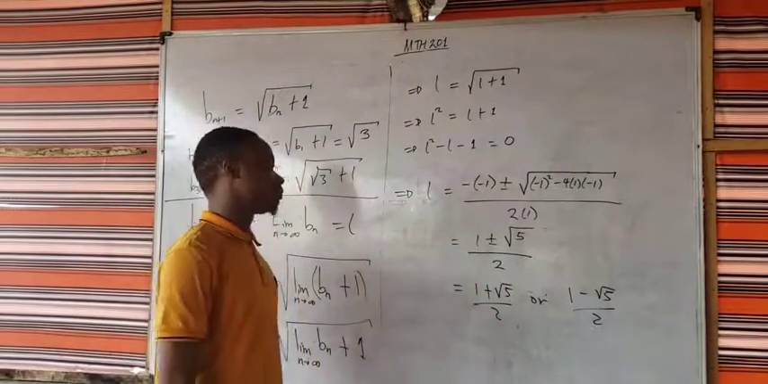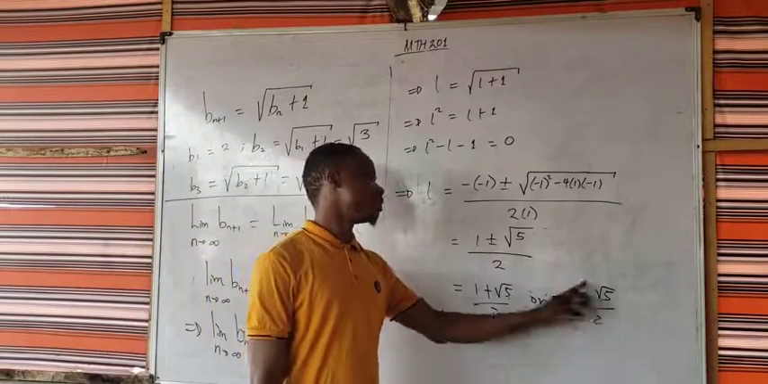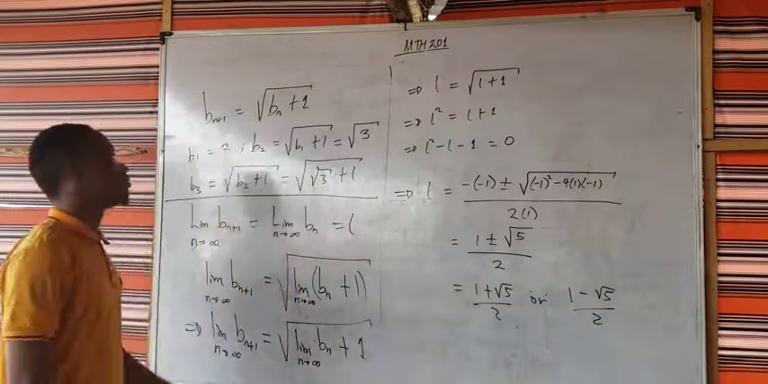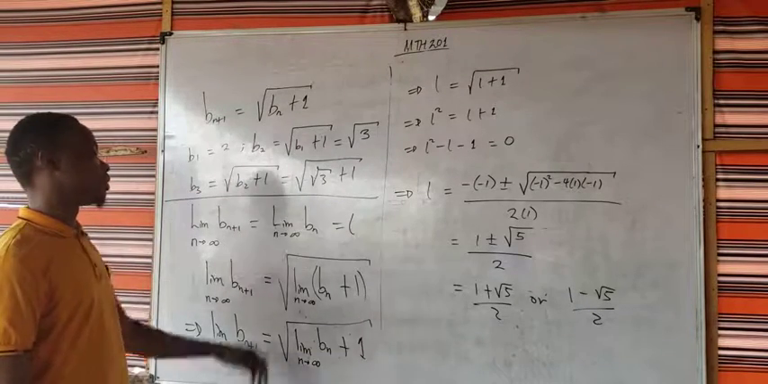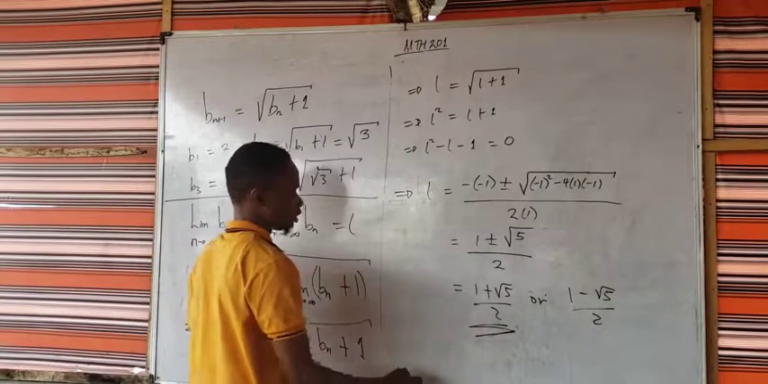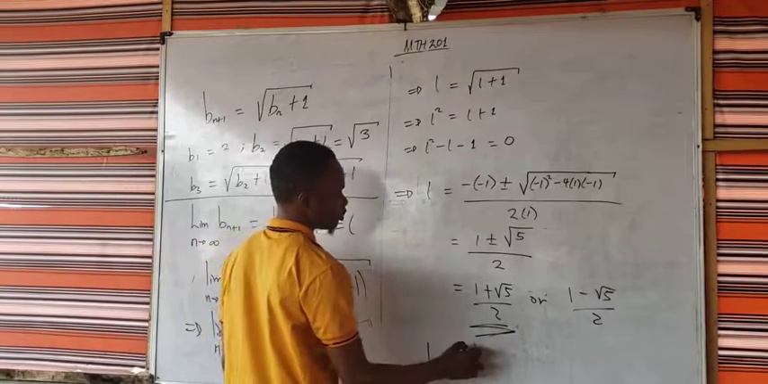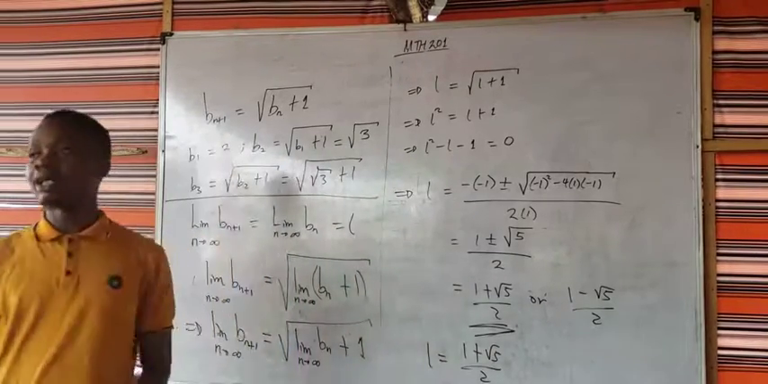Just pay attention to that. This is definitely going to give us a positive result. Are we together? Yes. So this is the positive answer that we pick. So the answer should be equal to 1 plus root 5 all over 2. The calculator will give us the answer. Is that clear? Yes, sir.